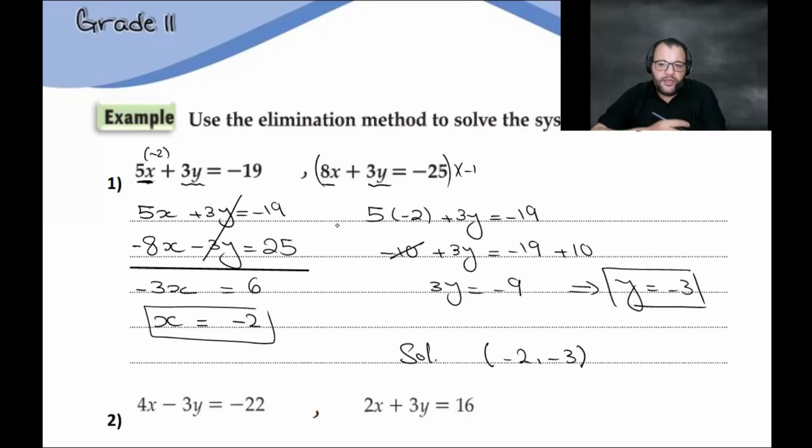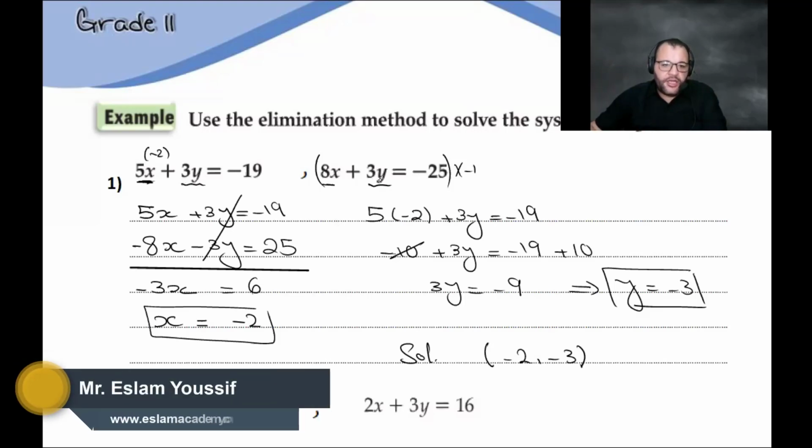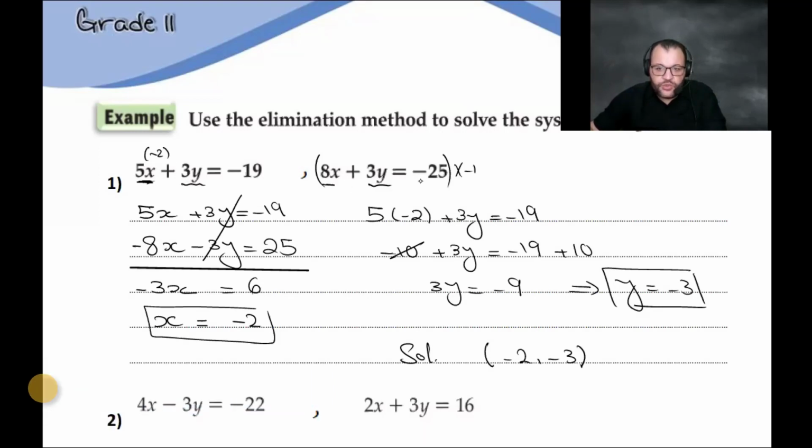Again, the idea for elimination is to make the same variable in the two equations have the same coefficient but with different signs. Here we have 3y and here also we have 3y. They are the same, with the same sign. Just multiply one of the two equations by negative 1. So write the first one without any change, but the second one after multiplying by negative 1, then if you add you will cancel y. So 5x and negative 8x equal negative 3x. Negative 19 and positive 25 equal positive 6. After finding the value of x, substitute in one of the equations to find the value of y.